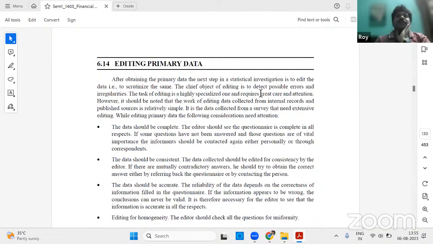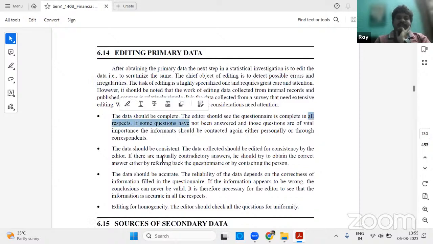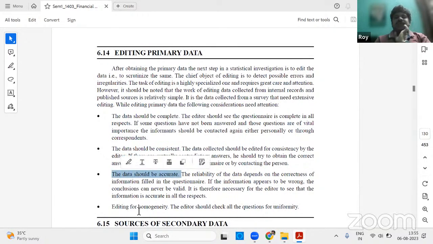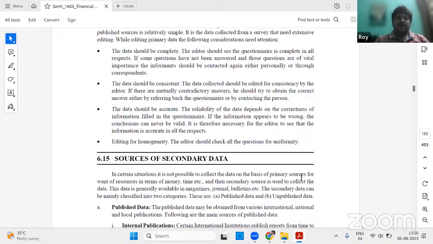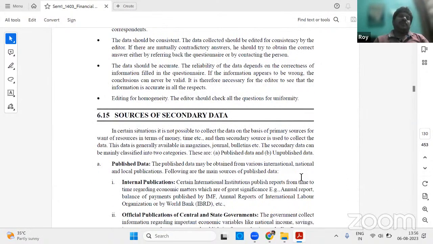It is to detect possible errors and irregularities. Data should be complete, consistent, and accurate. Editing of the homogeneity: the editor should check all the questions for uniformity, whether you are getting the answers properly or not.